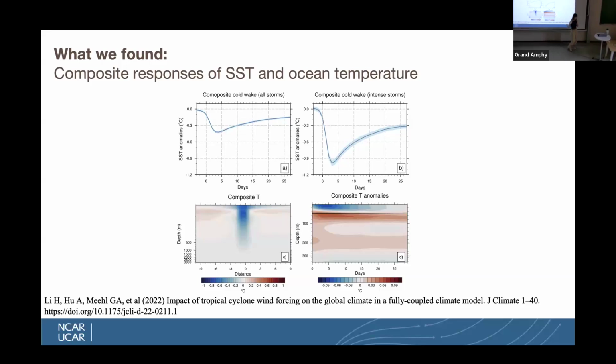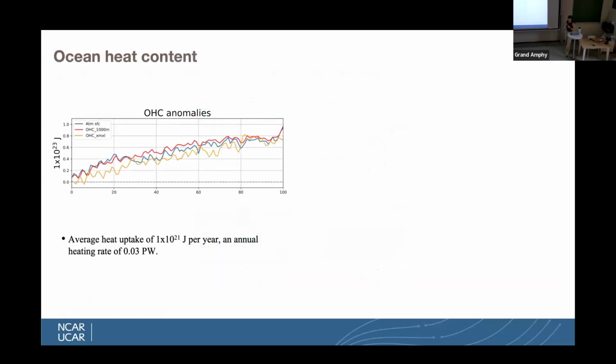So from this, we see that at the process level, these models can capture the TC-ocean interaction even at 1 degree, okay? So now we're going to look at the integrated response. This is, first of all, the ocean heat content changes. We just look at the red lines, the only relevant line. The x-axis is time. This is 100 years of simulation. We see that the ocean heat content integrated over the top 1,000 meters of ocean increases in the TC run compared to the control run. And we find that the magnitude increases about 0.03 petawatts per year, which is a substantial amount.